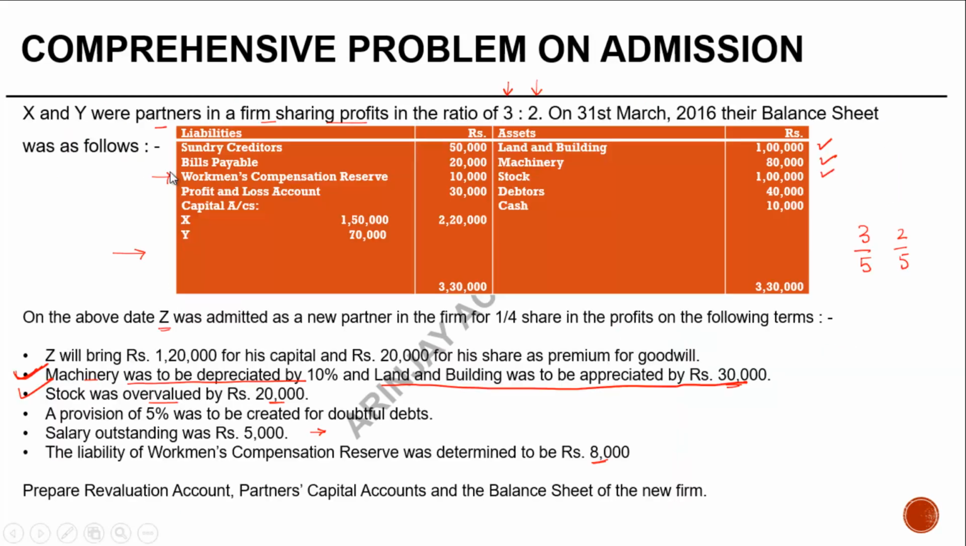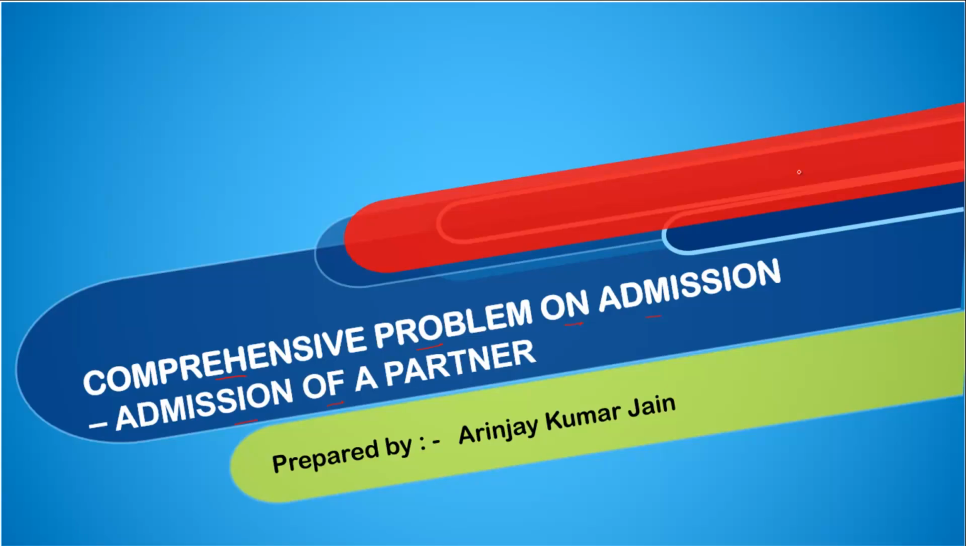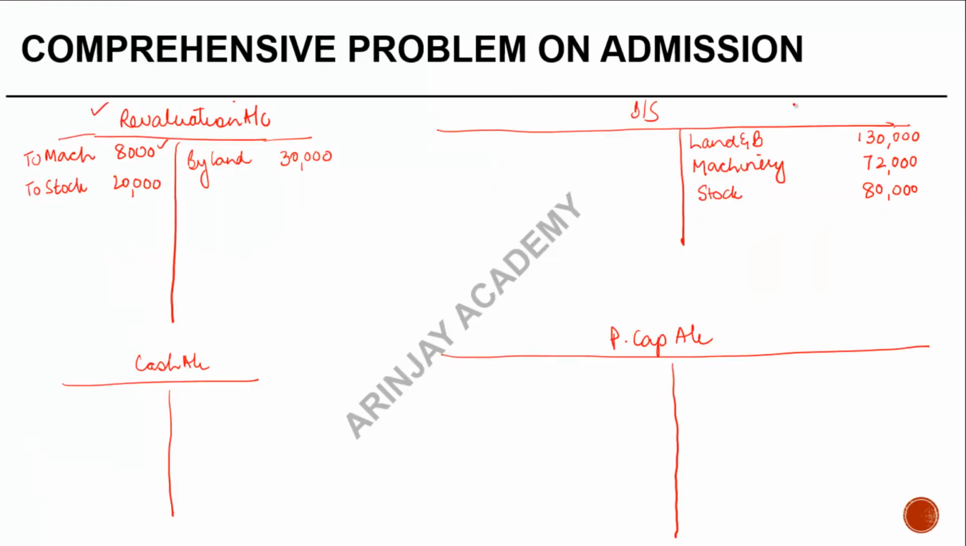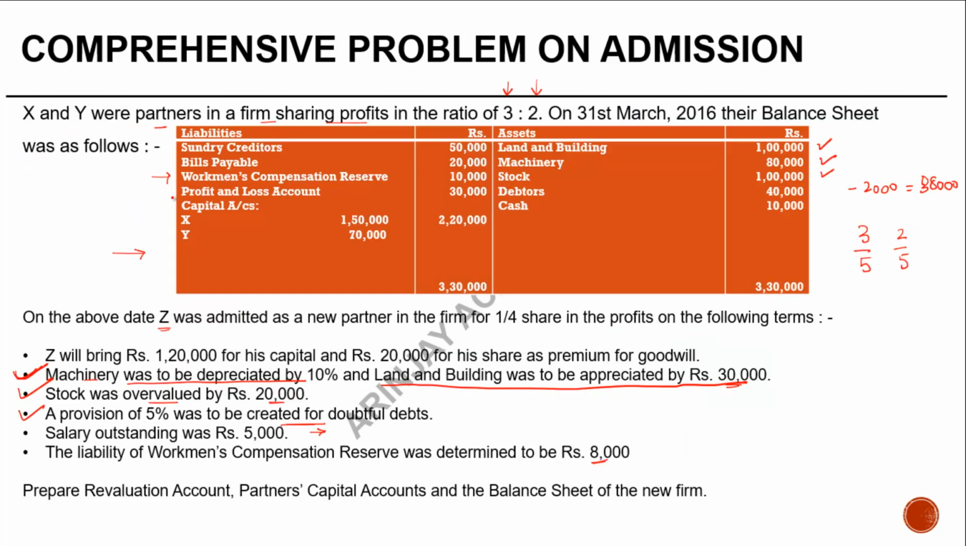20,000, right? Debtors 40,000. A provision of 5% is to be created for doubtful debts. So the value of the debtors will be 40,000 minus 2,000. That's 5%, 38,000, right? So debtors will be 38,000, and I will provide for provision for bad and doubtful debts 2,000, right?